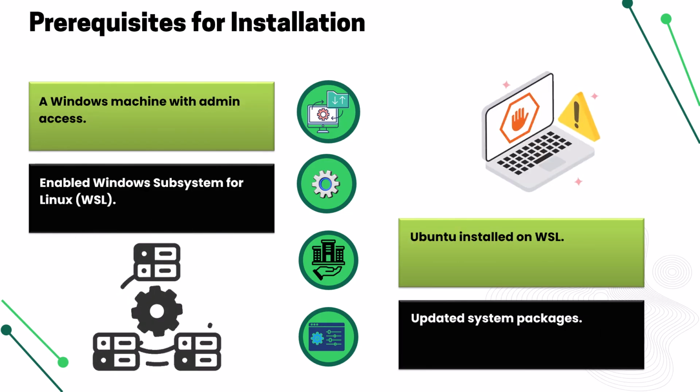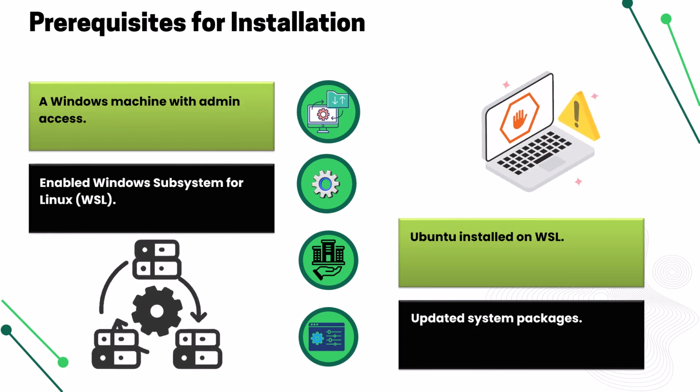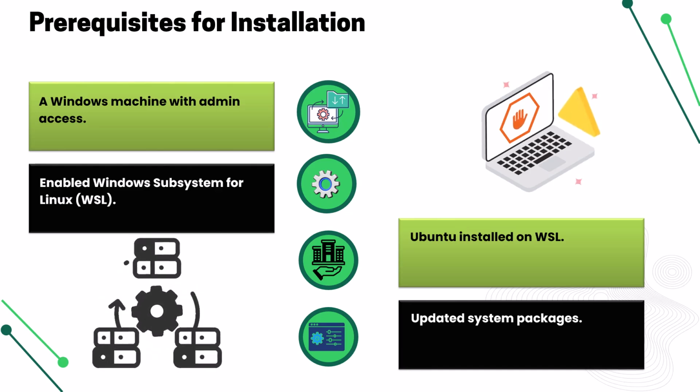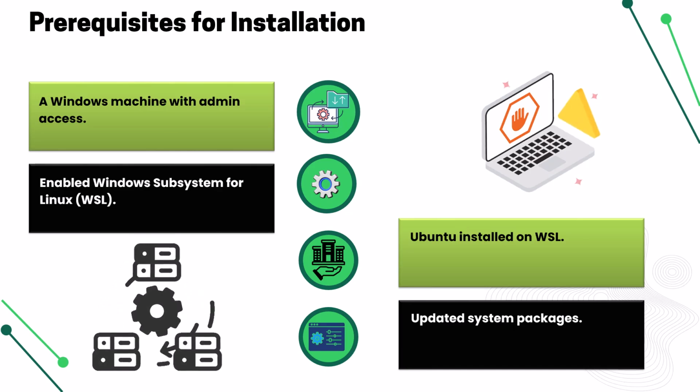Before we jump into installation, let's talk prerequisites. Think of this like getting your ingredients ready before cooking. Without them, things go south fast. You'll need WSL enabled, Ubuntu running, and your system up to date. Once all that's set, we're ready for some Ansible action.